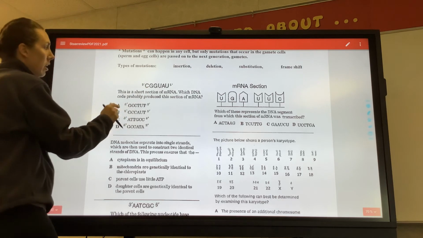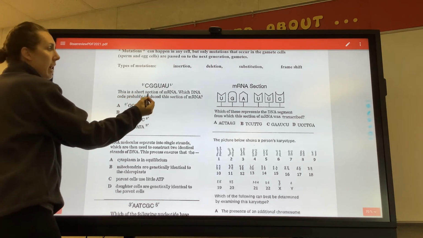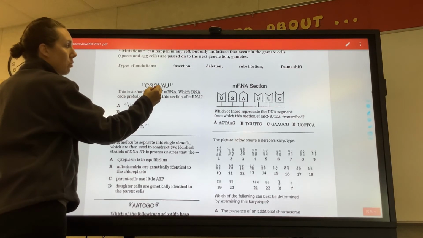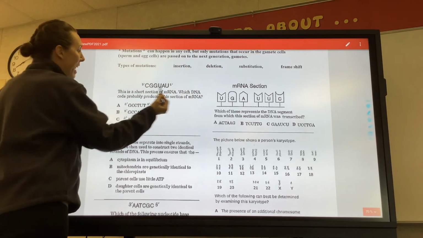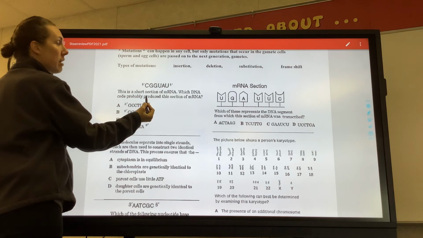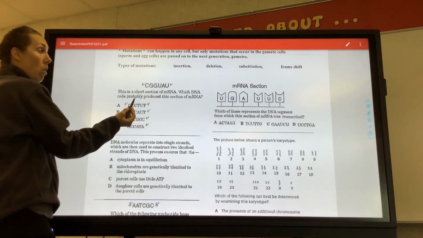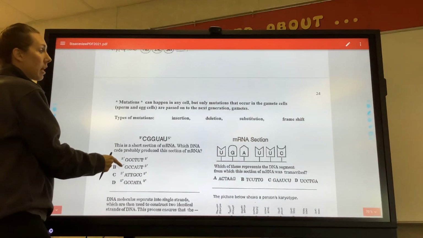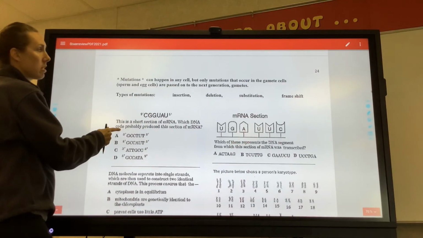Real quick, this is a short section of messenger RNA. Look up here. I knew this is RNA because it has a U in it. Which DNA code probably produced this? So are they asking for DNA or RNA? DNA. Make sure you understand what they're asking.